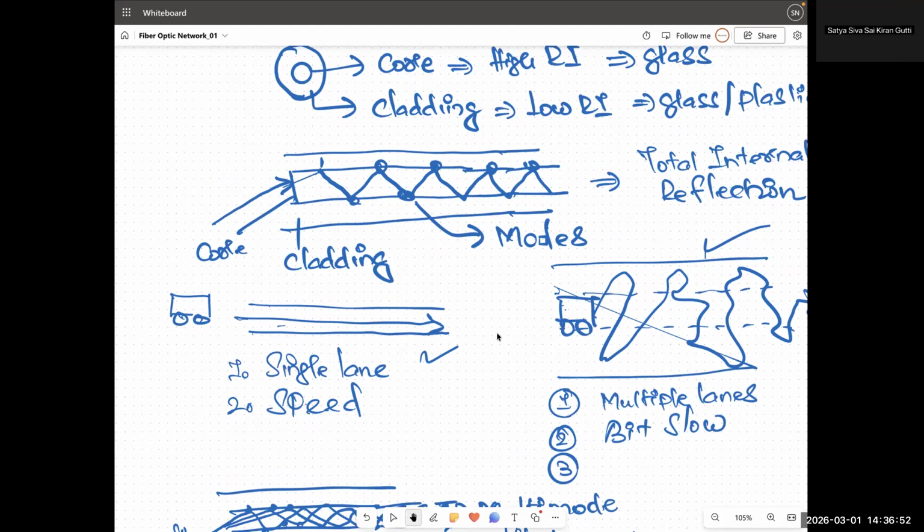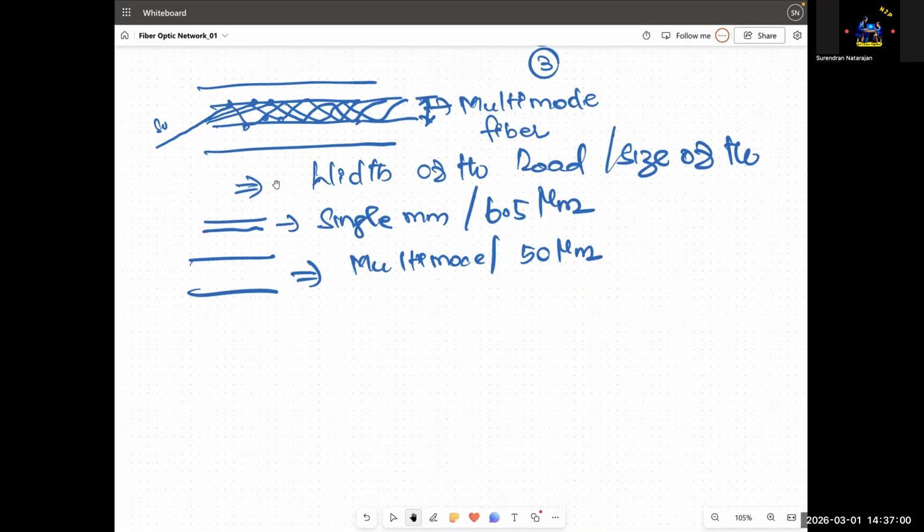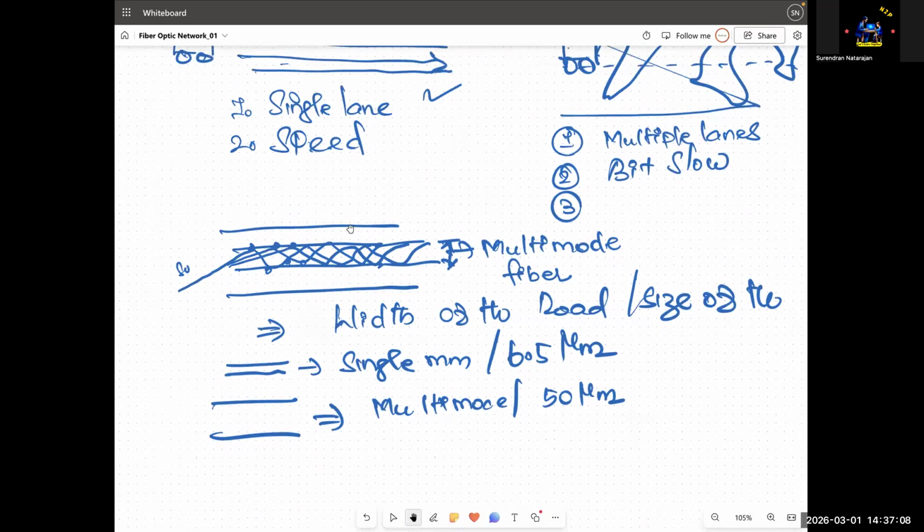So can we put more pipes in that? Yes, we will see that in today's class. So, are we clear about single mode fiber and multi-mode fiber? Yes, yes. Which is efficient? Very good. The same case.